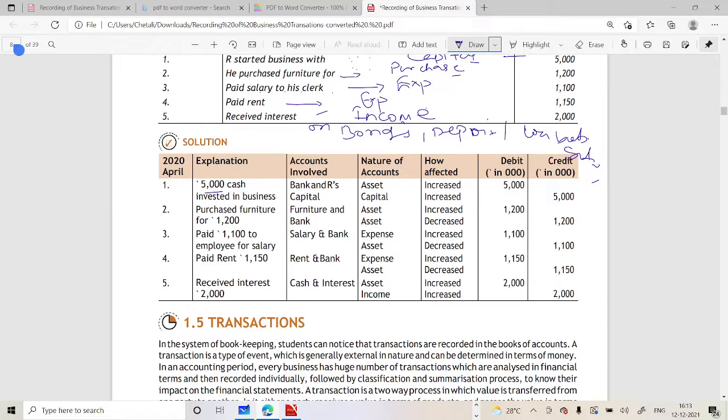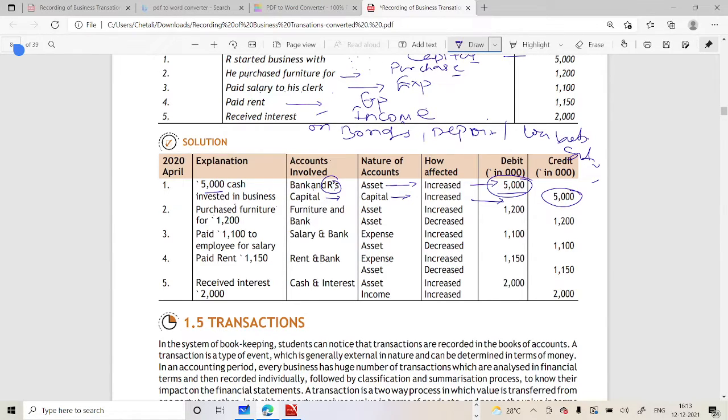So cash invested in business: there are two accounts, bank and cash, and the other one is the capital account. It means the asset account and the capital account are the two accounts involved in this transaction. Increased debit balance, increased capital credit balance.